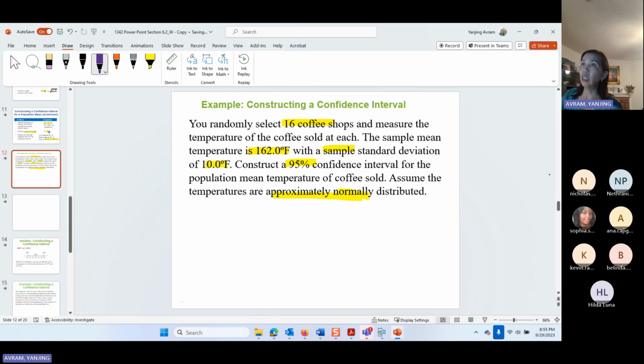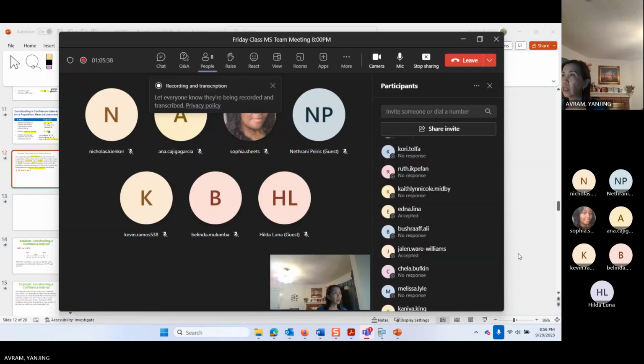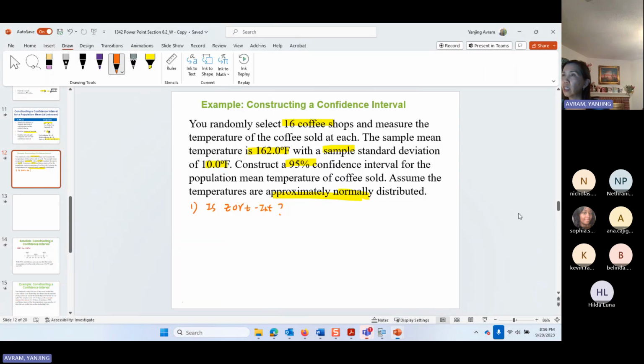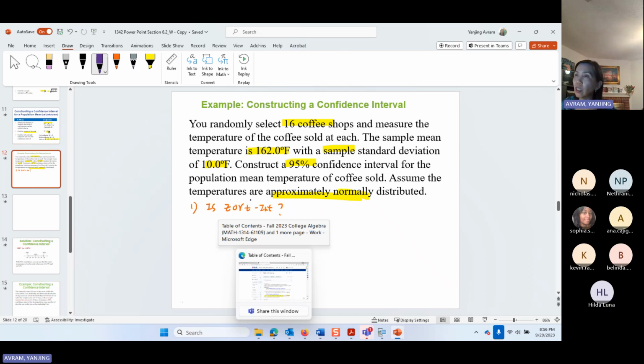So step one, the challenge for this one is: is this a Z or T interval? And why? You need to know why, so next time you won't make a mistake. So is this a Z or T interval? Anyone? It might be a little bit challenging at the beginning, since we just started learning this, but this one is a T interval.